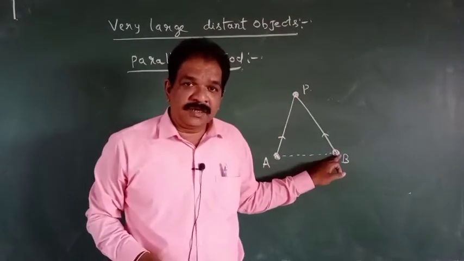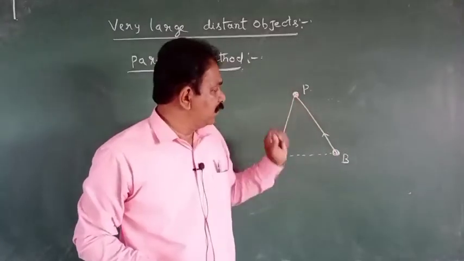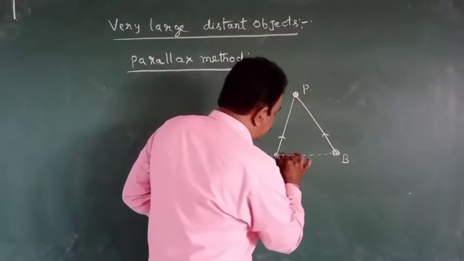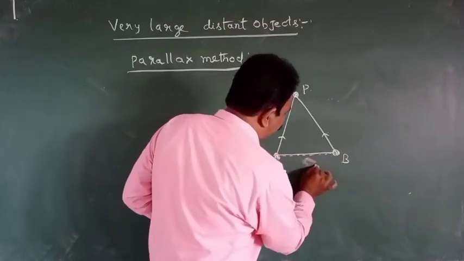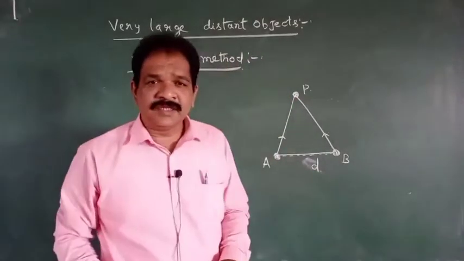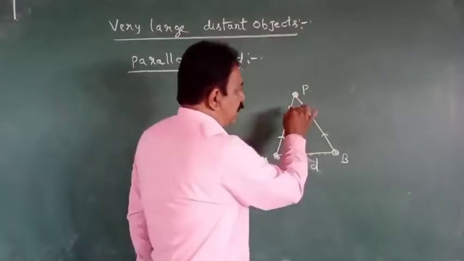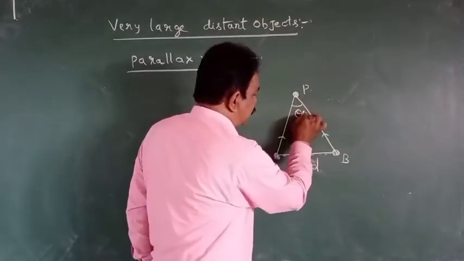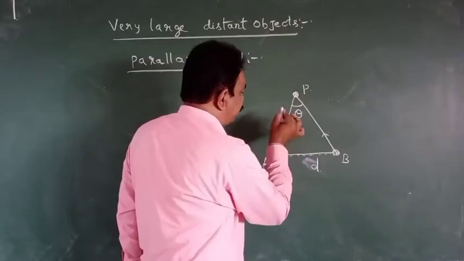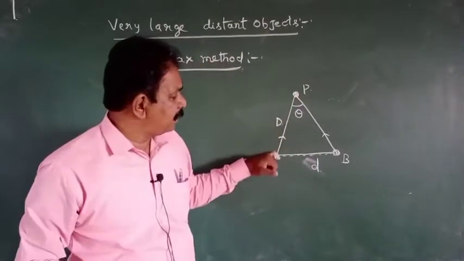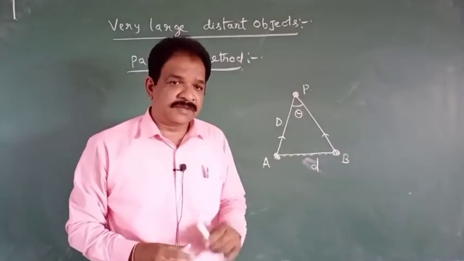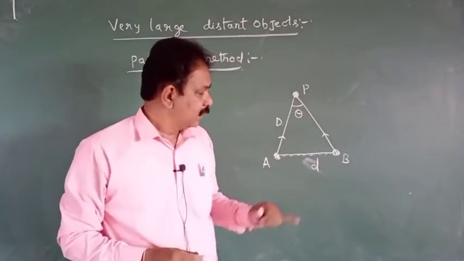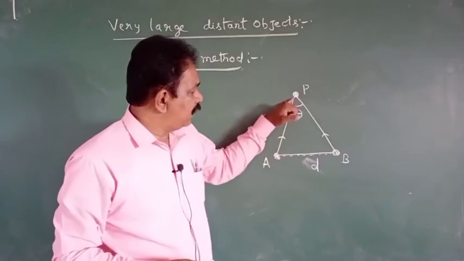And keeping the telescope here, we are observing this planet. This distance already we know. Let us assume this distance is small d. Let us assume this angle is theta. This distance is capital D. This capital D distance we had to measure. Clear understanding? This capital D we had to measure.